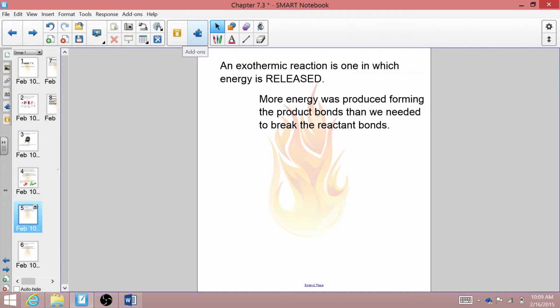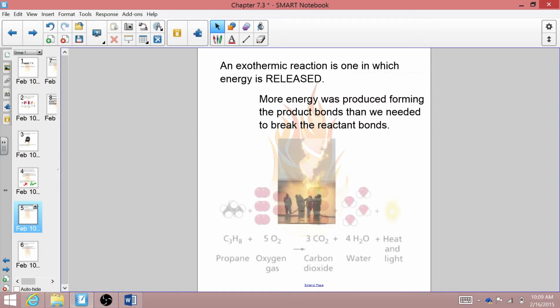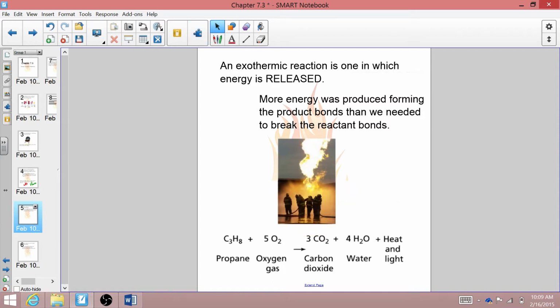So in an exothermic chemical reaction, energy is released. That means that we get a lot more energy produced from our products than we had to put in at the beginning to break our reactant bonds. An example of this, as we've already talked about, is what we call the combustion of propane.